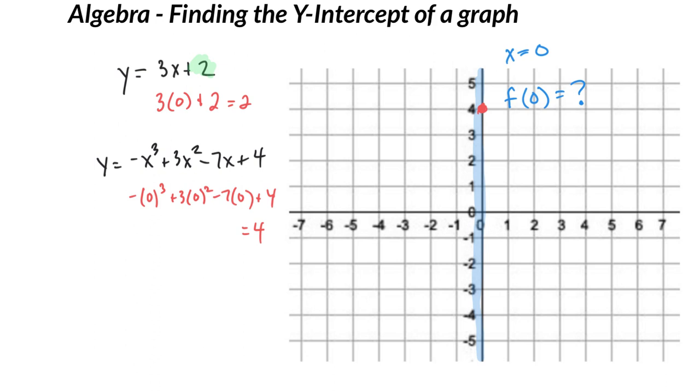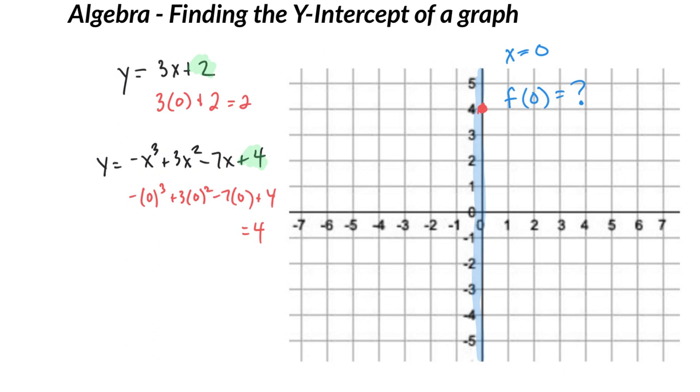So a lot of times when things are written like this in standard form, the number that does not have an x multiplier is your y-intercept, for the simple reason that when we're plugging in 0 for x, it's the only thing that's not getting multiplied by 0.